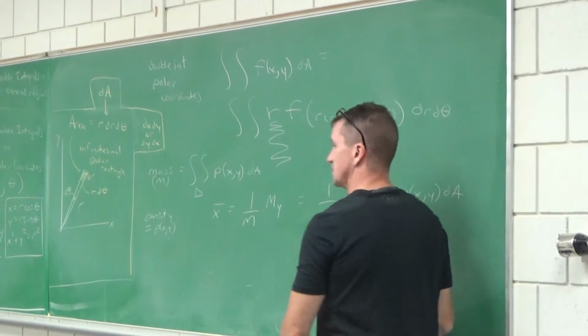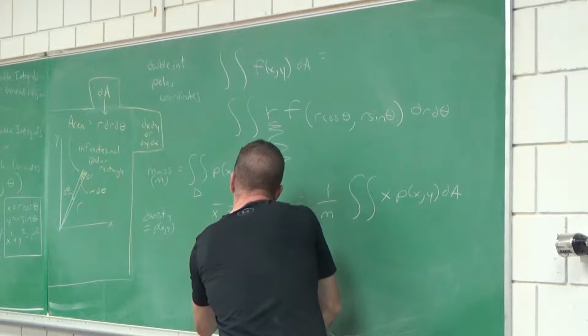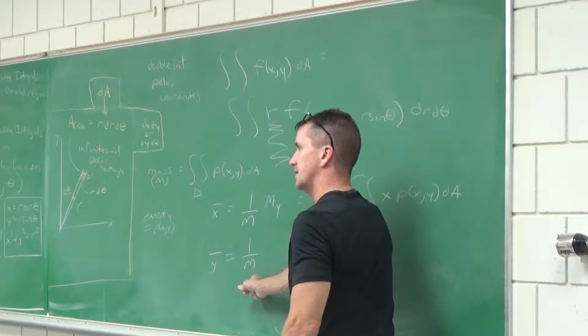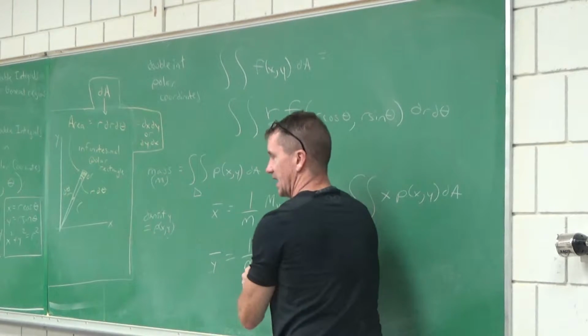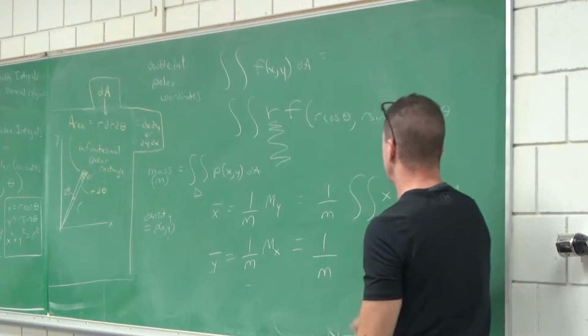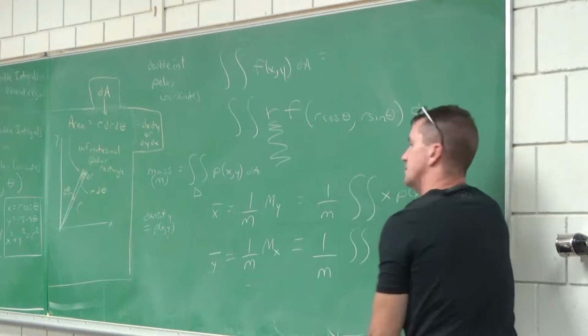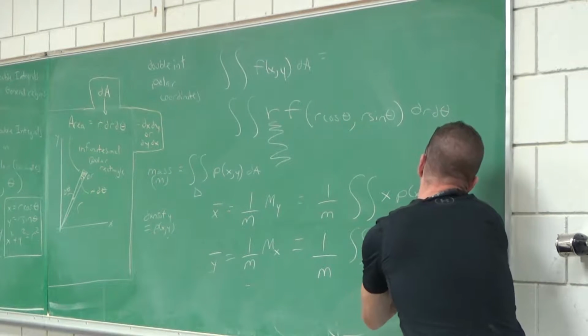And similarly, what's y bar equal to? It's equal to 1 divided by the mass m times the moment about the x-axis. You go, what's the moment about the x-axis? 1 over m times the double integral of y times rho of x, y.